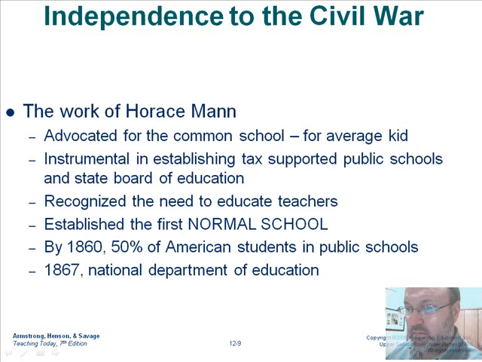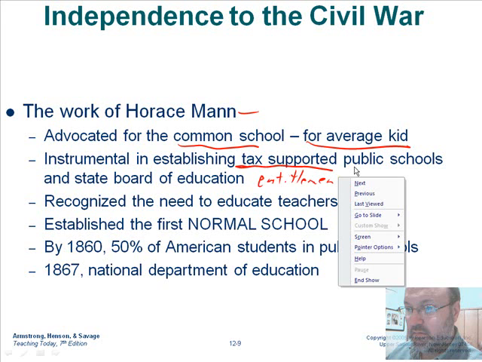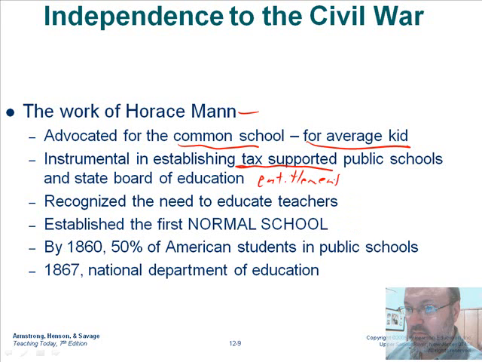Also at this time, Horace Mann, and he was a big one. I know there are a lot of schools named after him. He was an advocate for the common school, for that average kid, establishing a tax-supported public school and the State Board of Education. This is really the first of what I call the entitlement program, that you were entitled based on somebody else paying.